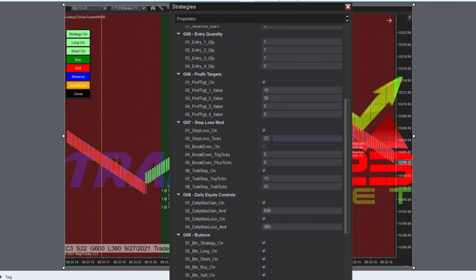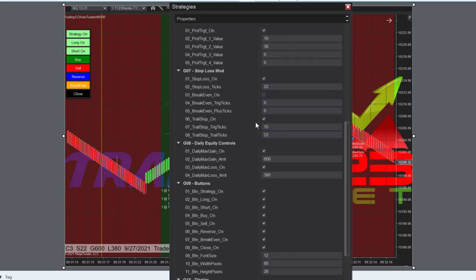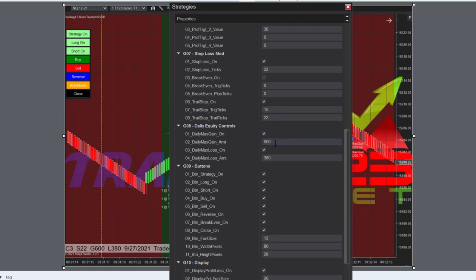And then we got our stop loss. On the NQ we use 20 to 22 usually, depending on the range and volatility of the market. And we have the option of using a break even, but we don't use that. We prefer the trail stop. So the trail stop kicks in after 15 ticks, trails by 22.